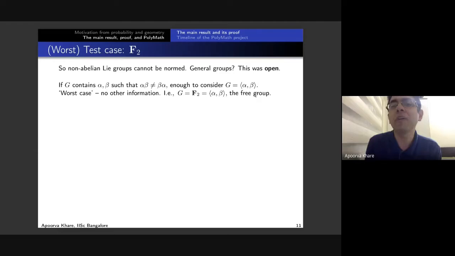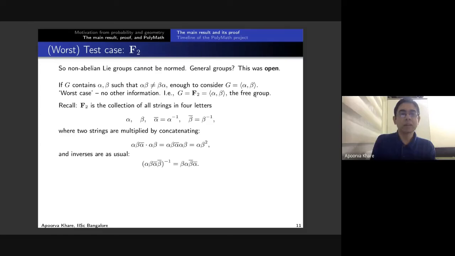It's non-abelian. And so just to remind you, and to set some notation, the free group is the collection of strings in four letters, alpha, beta, alpha bar, which is the inverse, and beta bar. You multiply strings by concatenating and cancelling out consecutive inverse elements, and you take inverses as usual. The question is how to prove there is no norm.